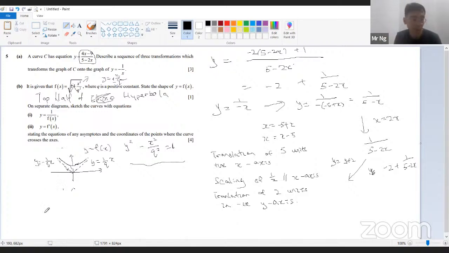Next, y equals 1 over f. Because 1 divided by 1 is still 1, whereas this one will go very close. They say to draw on a separate diagram.